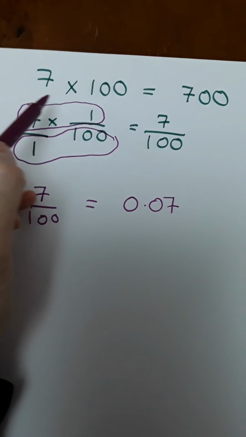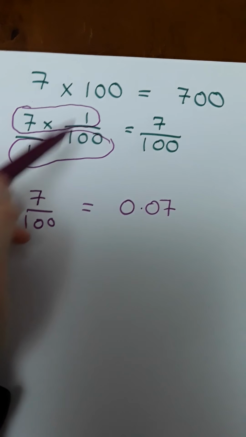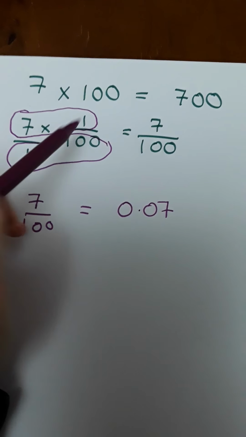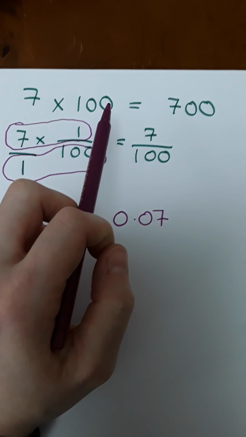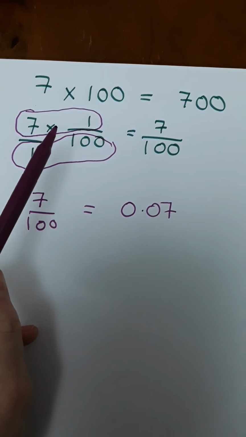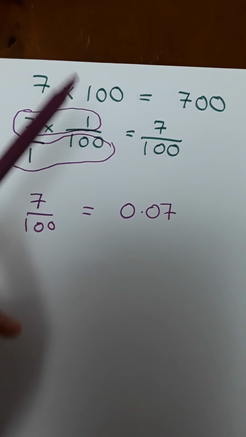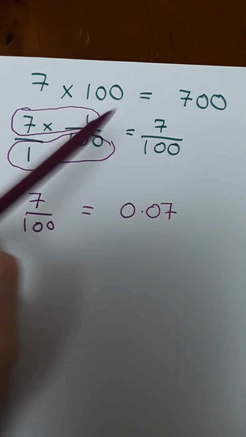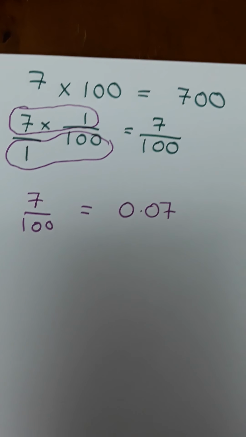So you can see here that the reciprocal gives you the opposite direction. Timesing by a whole number makes it bigger, but timesing by a number less than 1, or the reciprocal of your original whole number, makes the object get smaller.